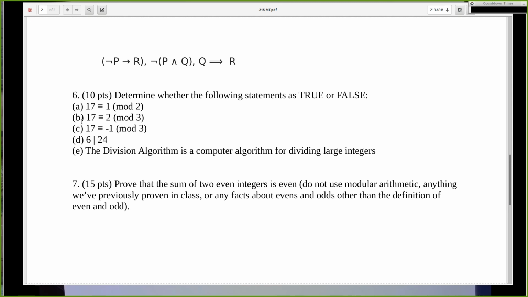The division algorithm is the name of a theorem. I mean, we could write a computer program that does something related to the division algorithm, just like we could write a computer program related to Goldbach's conjecture. But we wouldn't say Goldbach's conjecture is a computer algorithm for testing even numbers.